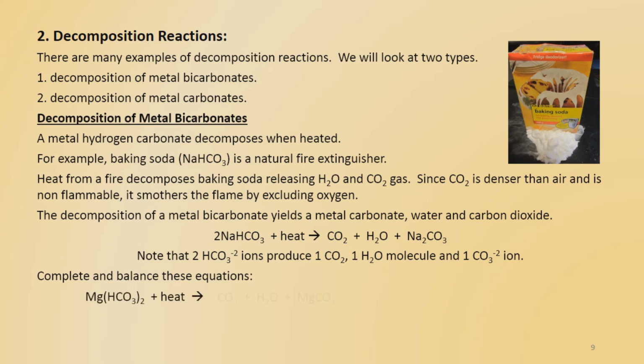Let's get some practice. This is magnesium bicarbonate. When heated, magnesium bicarbonate will decompose into carbon dioxide and water and the metal carbonate, in this case magnesium carbonate. Now this one's easy to balance because magnesium is in group 2A, its charge is +2, and carbonate is -2, so they combine 1 to 1, and that equation is balanced.